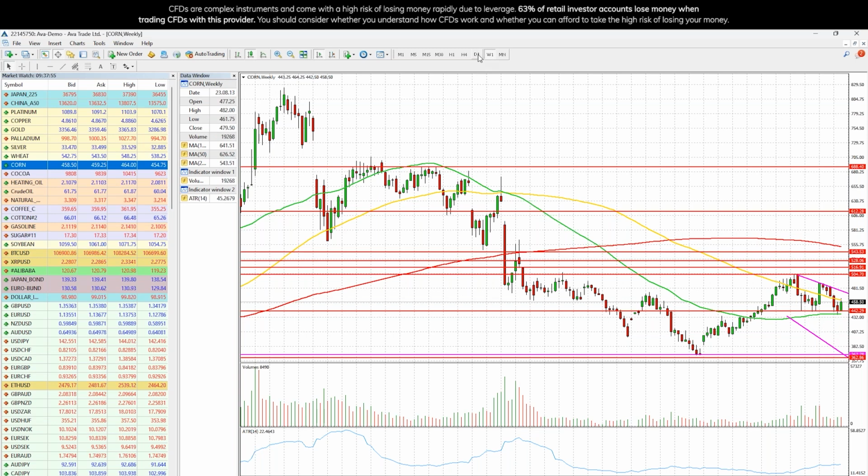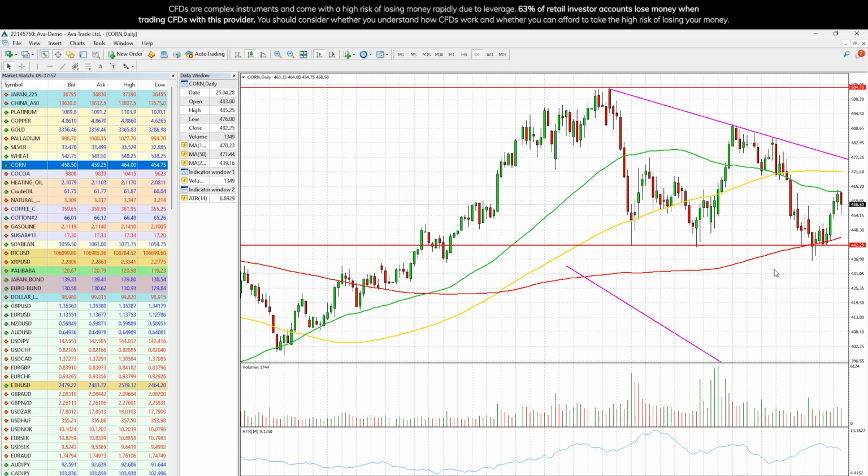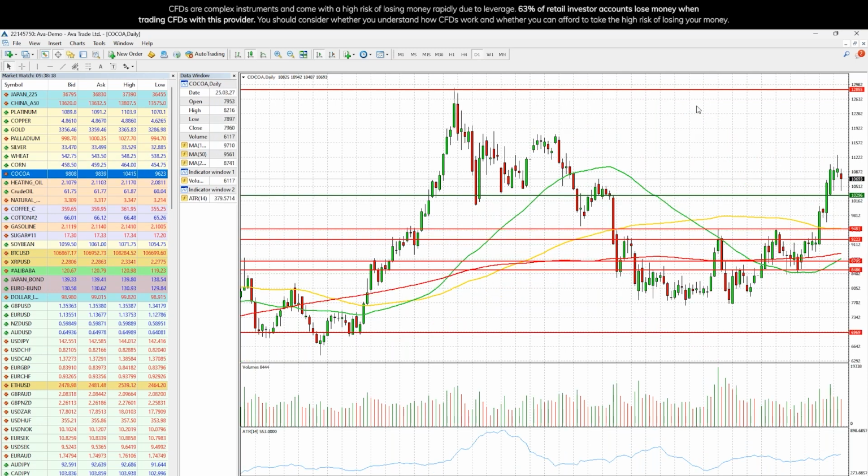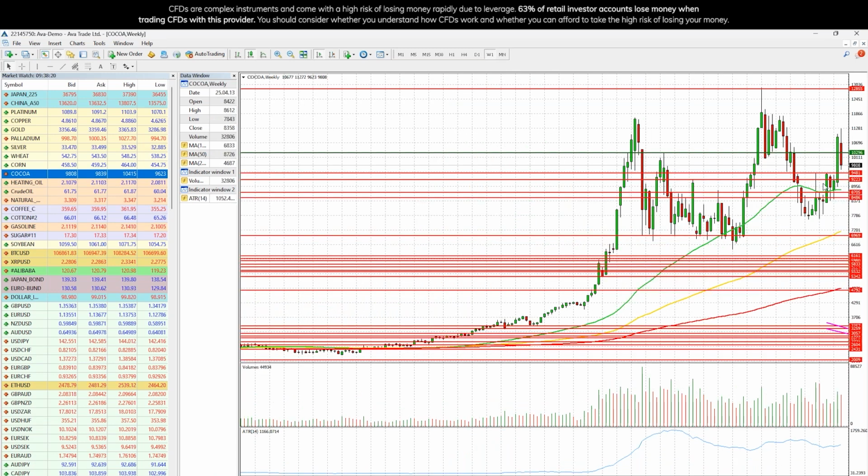And after the accumulation here and 3 attempts to break through it, right? 1, 2, and 3, we could be trying to break to the upside. And here we have a nice trend line that we might be facing soon. And if not, we might come down and retest the 442 level again. That's corn.